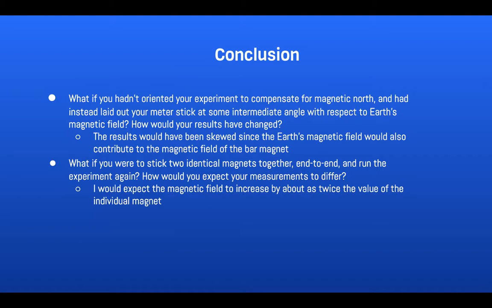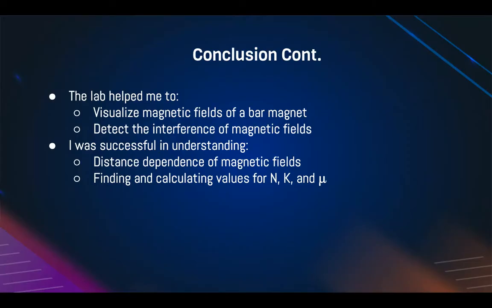If I had two identical magnets, I would expect the magnetic field to increase by about twice the value of the individual magnet due to superposition. Finally, the lab helped me to visualize magnetic fields of a bar magnet, as well as detect the interference of magnetic fields. I was successful in understanding distance dependence of magnetic fields and finding and calculating values for n, k, and mu.